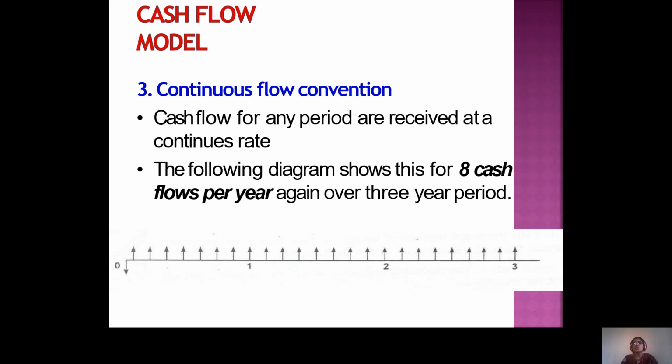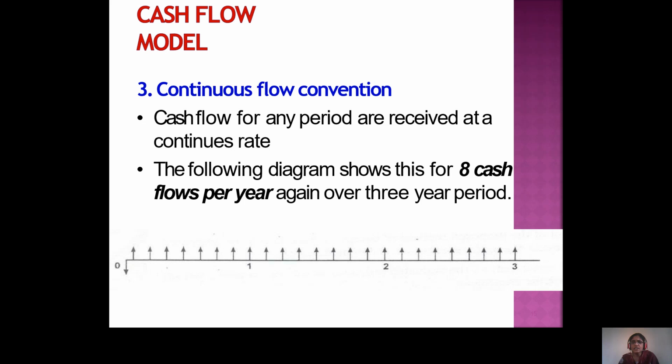So the following diagram shows 8 cash flows per year, again over a 3 year period. So total 1, 2, 3, 4, 5, 6, 7, 8. The following shows 8 cash flows per year, again taken over 3 years.